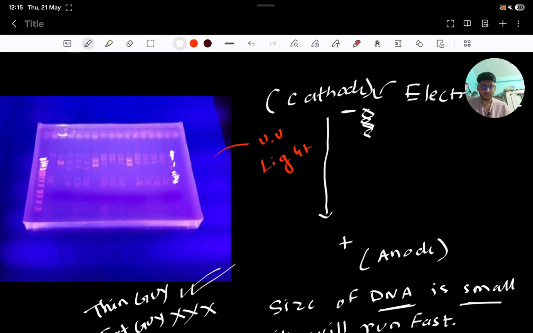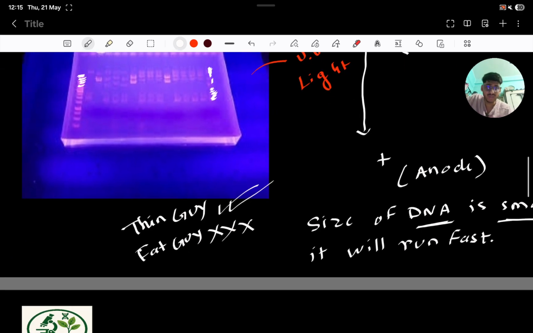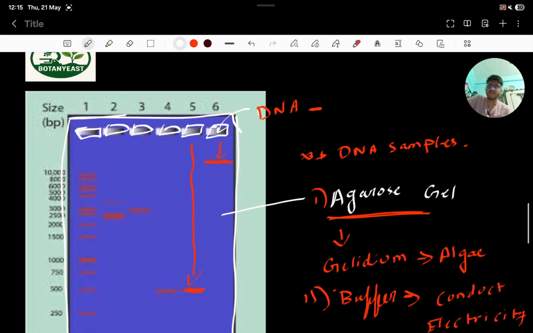So firstly we prepare the gel in the first place. Then we load the DNA. Obviously we will have to prepare the agarose gel, then we load the DNA, then we give electric current. Then after giving the electric current, the DNAs will separate, very obvious. Then the last process is known as visualization. That means to visualize or to see the DNA. Clear?